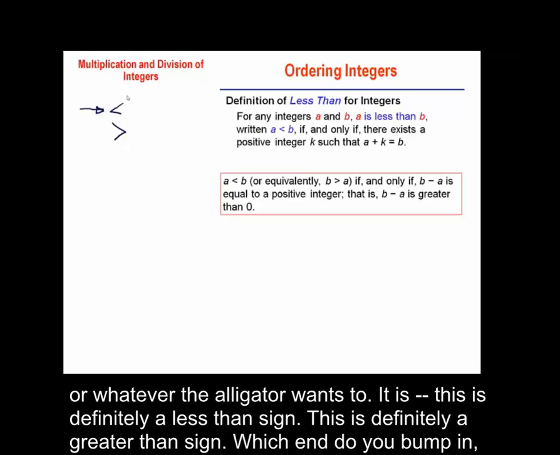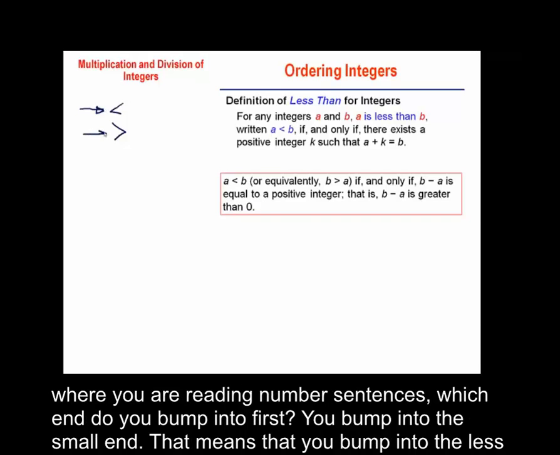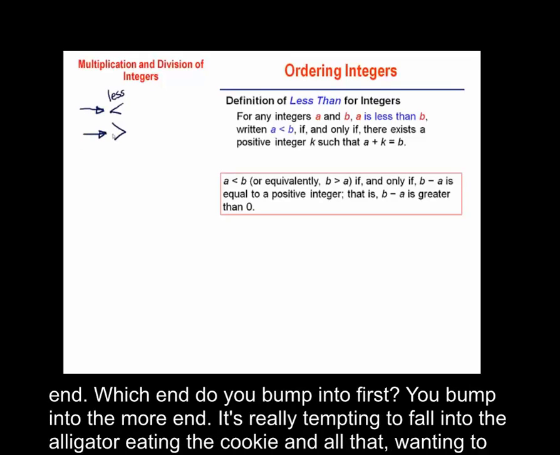Which end do you bump into as we are reading number sentences? Which end do you bump into first? You bump into the small end. That means that you bump into the less end. Which end do you bump into first? You bump into the more end.